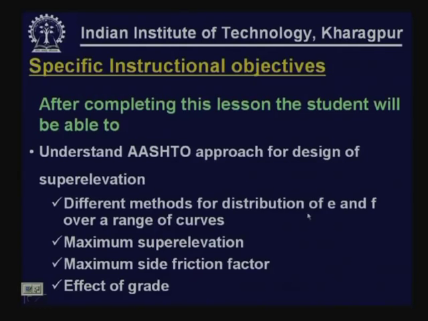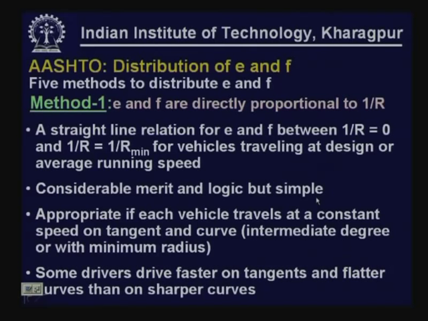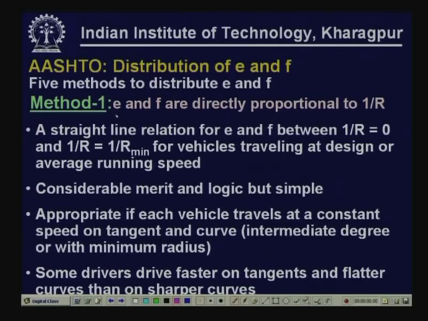Now, AASHTO recommends 5 different approaches or methods for distribution of E and F. E is super elevation, F is the side friction factor. First method says that E and F are directly proportional to 1 by R.